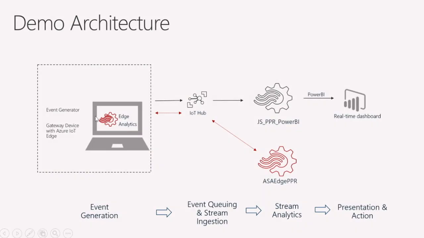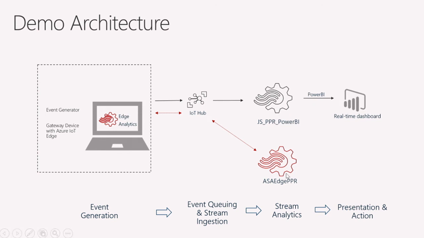Again, I'm going to use my laptop as an event generator, but also a gateway device which has Azure IoT Edge running on it. I am going to send the telemetry data from the devices, so all the sensor readings, to the IoT hub, which will go through a cloud job, which is JS_PPR Power BI, which just writes it to a Power BI dashboard.